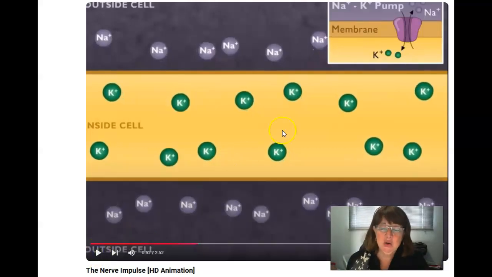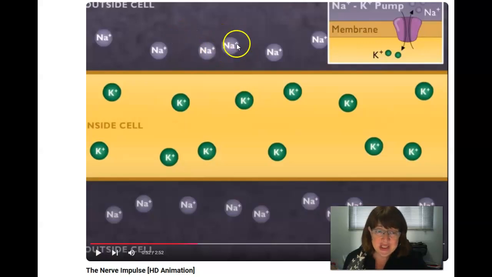Okay, let's look at what's going on here. There is a pumping, and 3 of the purple sodiums get pumped out for every 2 potassiums that come in. So as a result, you end up with a large concentration of sodium outside the neuron and a large concentration of potassium inside. Sodium outside, potassium inside. It's very important you realize that, because that sets up the resting potential, or the starting part.